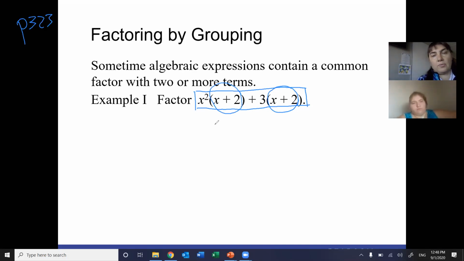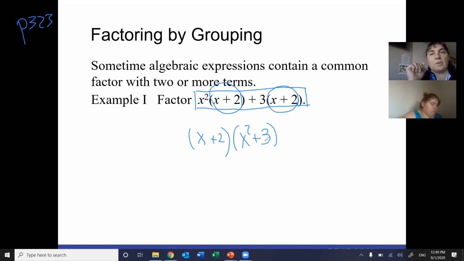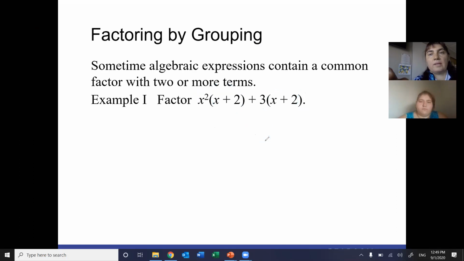So what happens if you factor it out? It's going to be x plus 2 and then x squared plus 3. Right? So this is the factoring of this. Okay. Let's see if we can do another one like this. Let's see what's next.